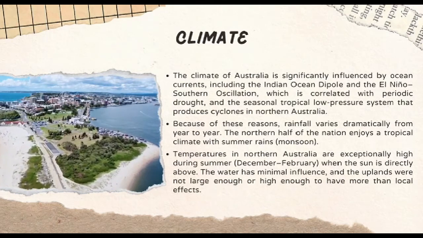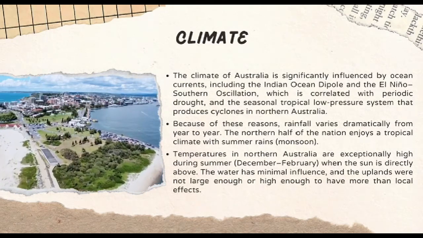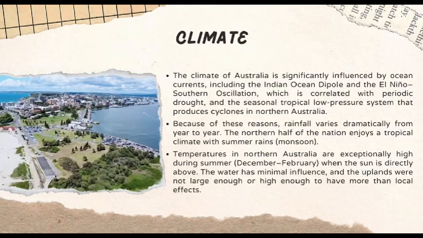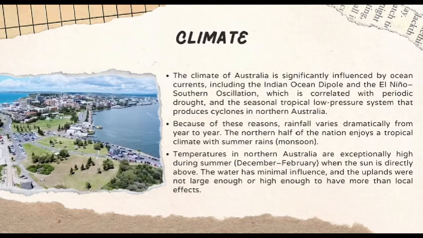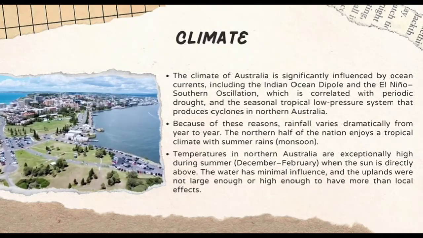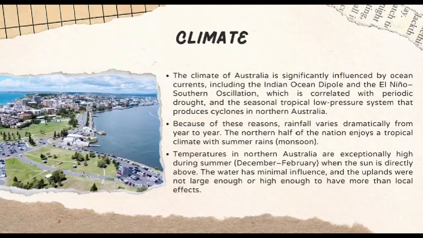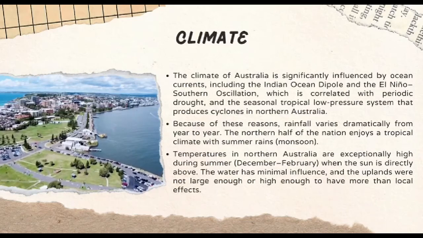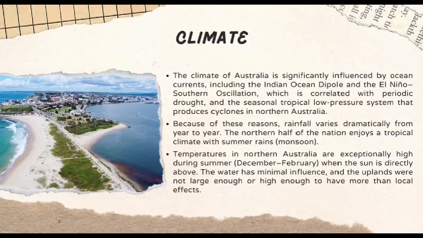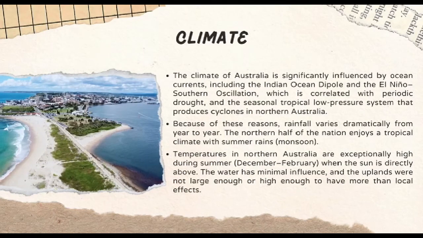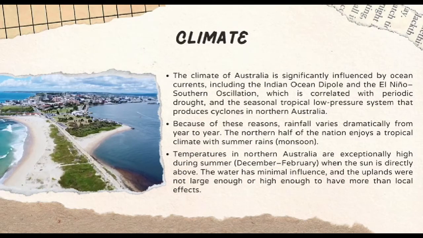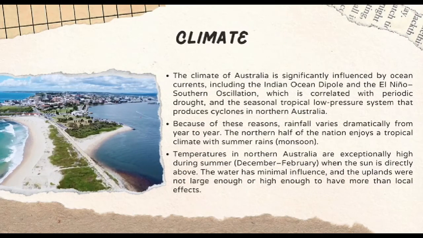The northern half of the nation enjoys a tropical climate with summer rains, also called monsoon. Temperatures in northern Australia are exceptionally high during summer, which is from December to February, when the sun is directly above. The water has minimal influence, and the uplands were not large enough or high enough to have more than other local effects. A Mediterranean climate dominates in the southwest part of the nation.